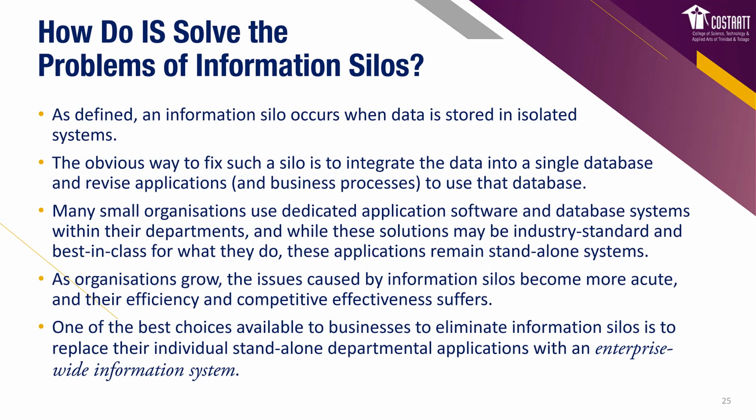So how do information systems solve the problems of information silos? Well, as defined, an information silo occurs when data is stored in isolated systems. The obvious way to fix such a silo is to integrate the data into a single database and to revise applications and business processes to use that database. Now, that may sound like a complicated thing, but let me break it down.